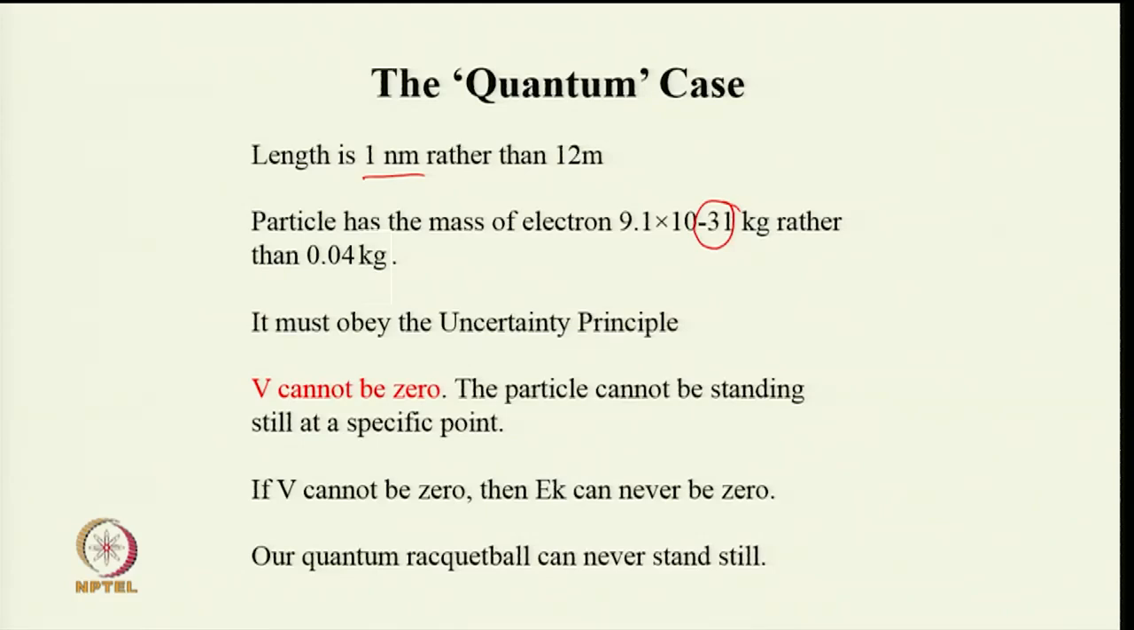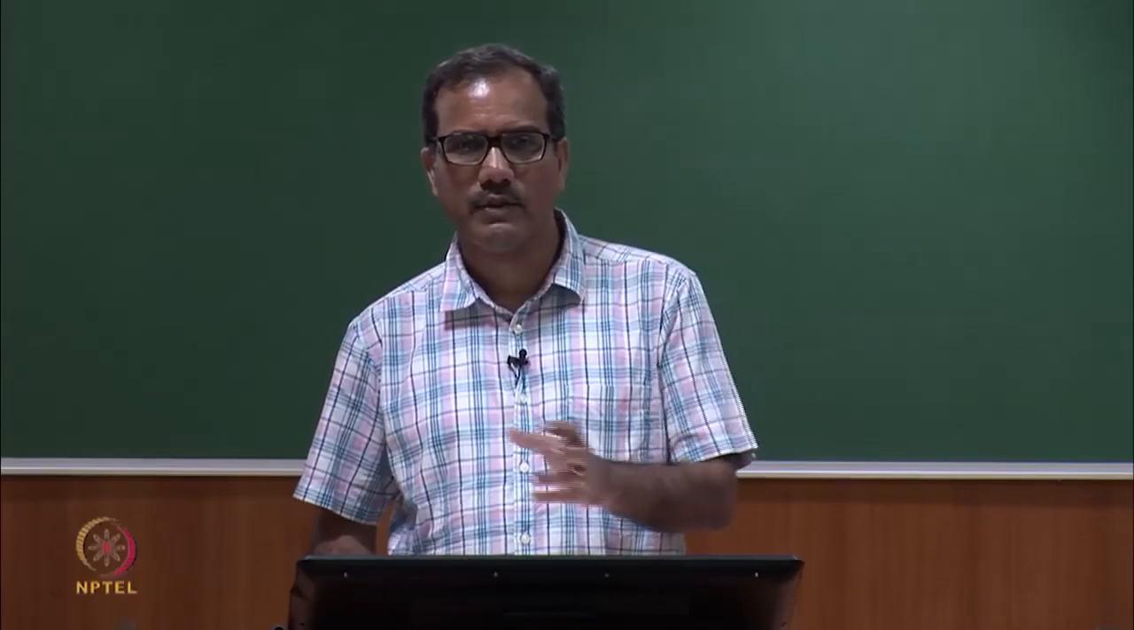Here V cannot be 0. The particle cannot be standing at a specific point. Why can V not be 0? If V is 0, then it will violate the uncertainty principle, because you know V and you also know the position, which is simply not allowed by the uncertainty principle. So if velocity cannot be 0, then kinetic energy can also not be 0. So one quantum racquetball can never stand still, and the energy of the ball can never be 0.